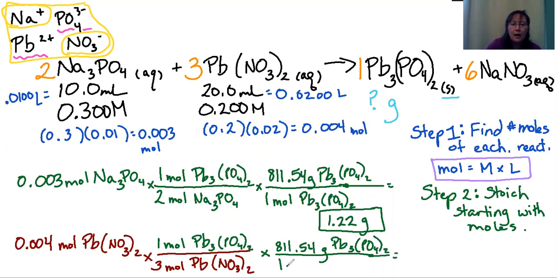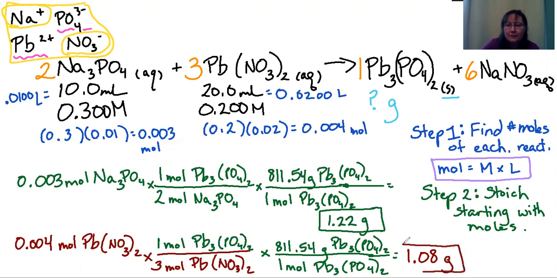Again, if you can tell by looking at it, and some people are good enough at math in their head that they can tell which one your limiting reactant is, then you don't have to do it twice, but you better be right. Now when I work my way through this one, I get 0.004 times 811.54 divided by 3. And with 3 significant figures, I get 1.08 grams of my lead phosphate.